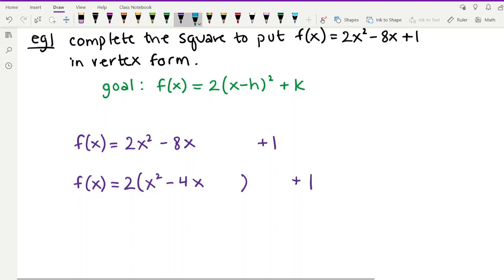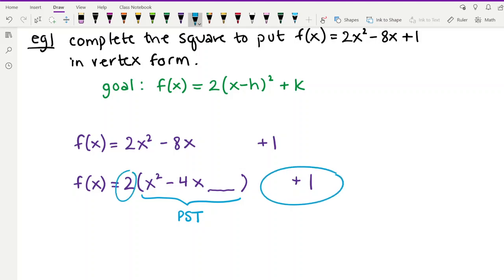But now we want to figure out what needs to go here to complete the square. So basically our goal, like in the last one, is to make this part here a perfect square trinomial. We're not worrying about this 2, we're not worrying about this 1, we're just focusing on what's inside these parentheses, because that's the part that's going to turn into this part, right? That's the part that's going to become the perfect square.